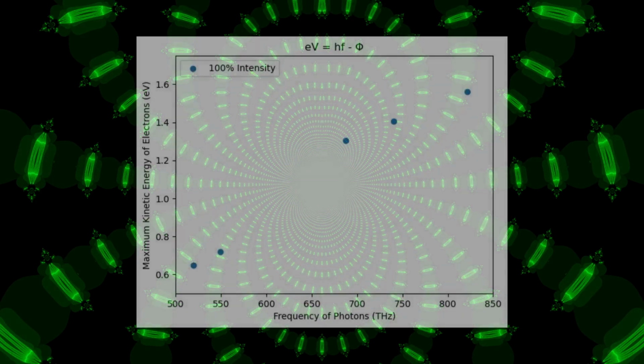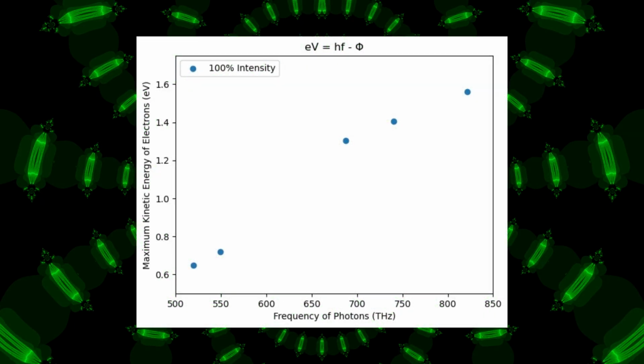Let's check back in with our victims, volunteers. They have finished collecting data and are probably free to go. Let's plot the 5 data points for 100% intensity. These look pretty linear, but let's check with a line of best fit.